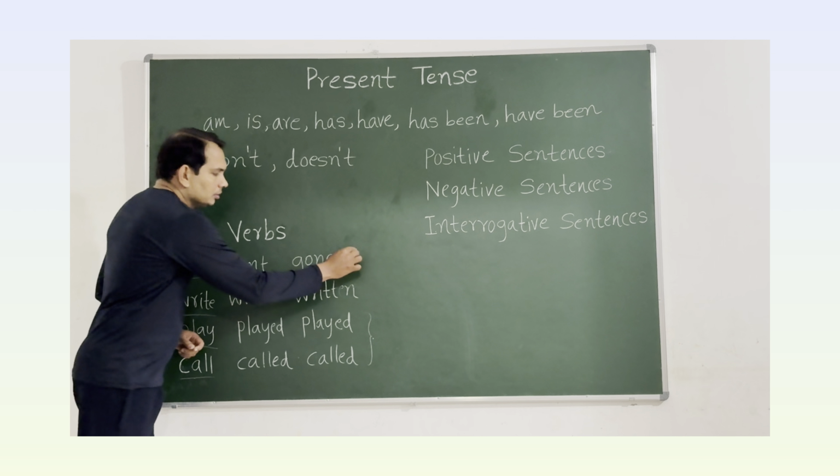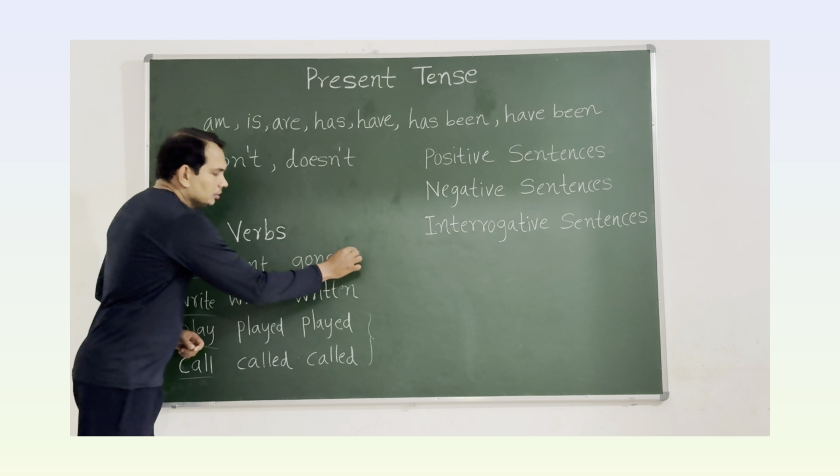Let's discuss the aspects of the present tense one by one. There are four forms in the present tense. We will also learn how to form positive sentences, negative sentences, and interrogative sentences in the present tense. The auxiliaries used in the present tense are, I have written them here, am, is, are, has, have, has been, have been. All these words are called auxiliaries.